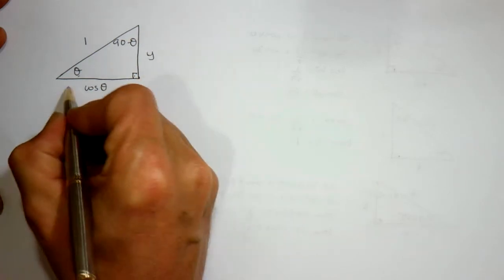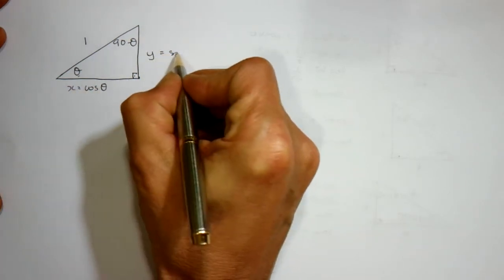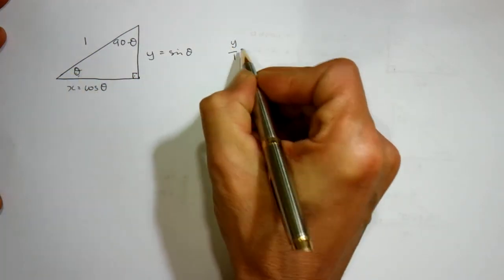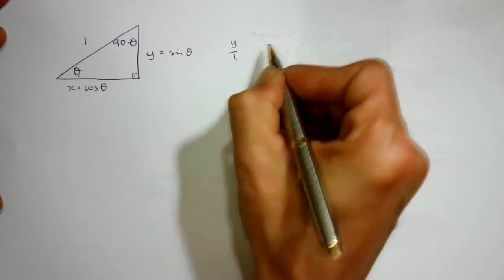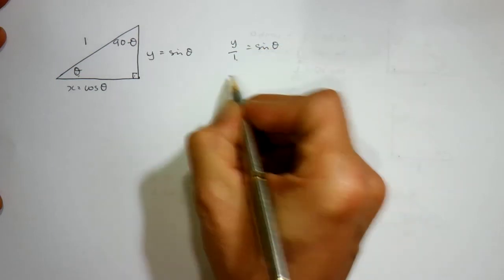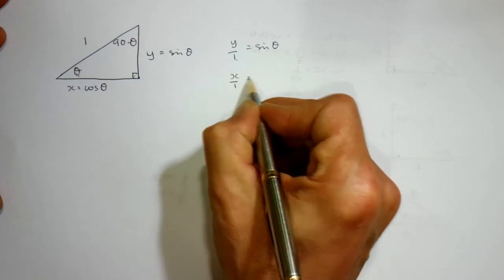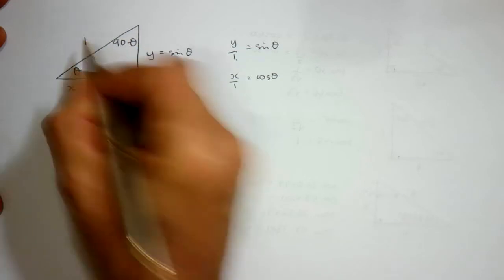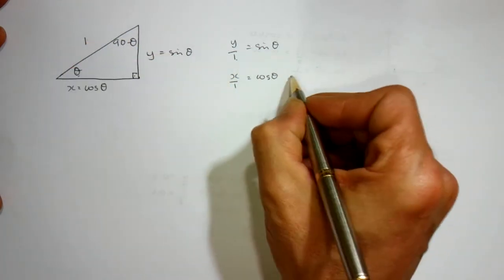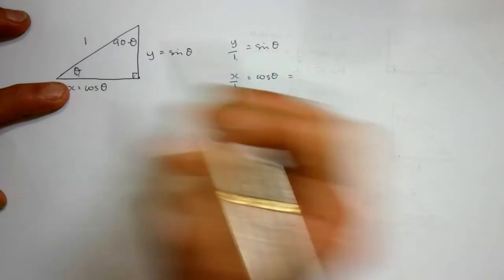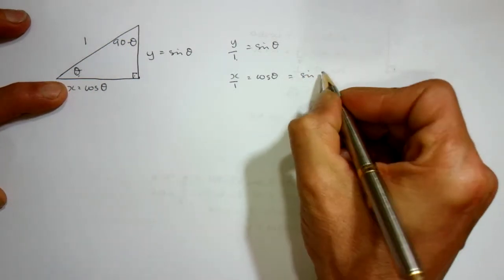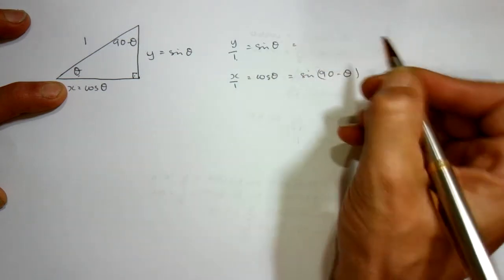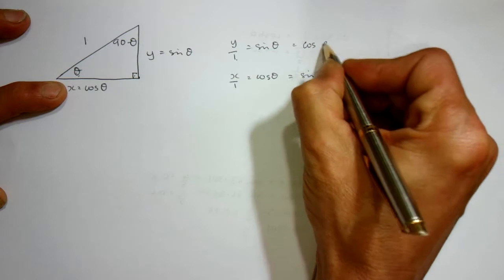Y and x: y is equal to sine of theta, because y over 1 is opposite over hypotenuse for sine of theta, and x over 1 is equal to cos of theta, because cos is adjacent over hypotenuse. But x over 1 is also the opposite to 90 minus theta. So cos of theta is the same as sine of 90 minus theta, and the sine of theta is the same as cos of 90 minus theta.